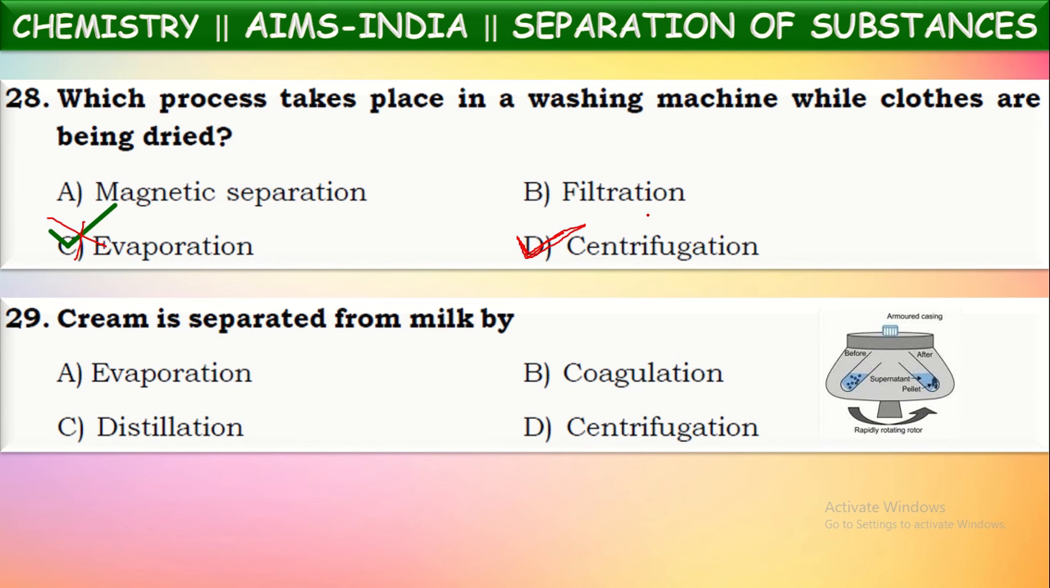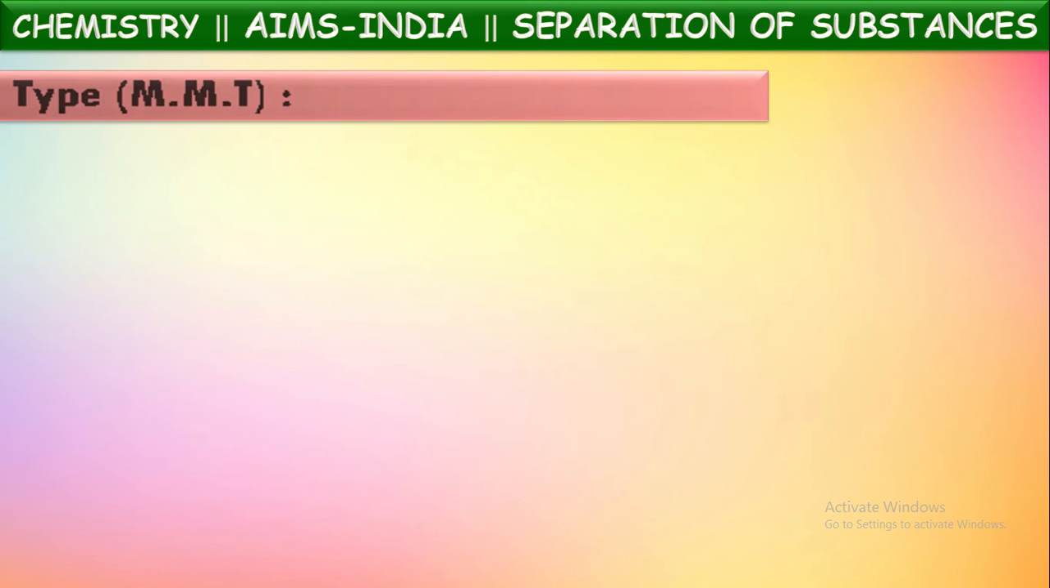Okay, this is called a centrifuge. This is a machinery used for the separation of cream from the milk. This technique or process is called centrifugation. Okay, next, matrix matching type questions.